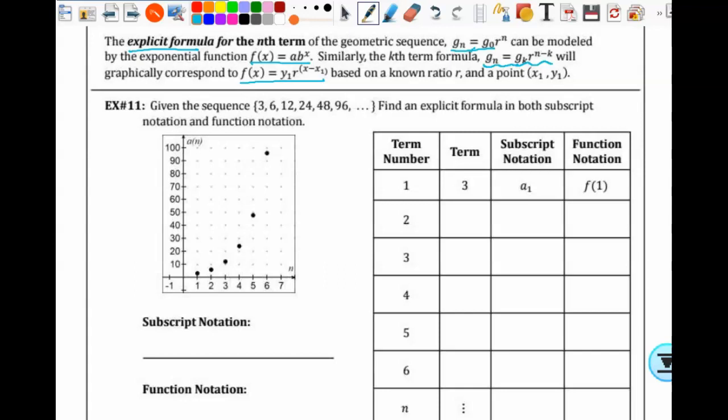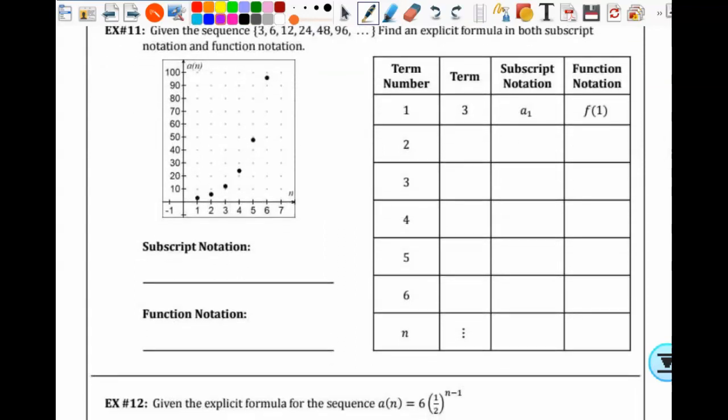So let's look at example 11 here. We are given this sequence, so they give us a sequence. It is a geometric sequence, so it's an exponential sequence. You can see how that works on the graph there. And this is term 1, 2, 3, 4, 5, and 6. So this chart looks very much like what we had yesterday. So term number 1 is 3, term number 2 is 6, and then you can just fill all the rest of these in. 12, 24, 48, 96.